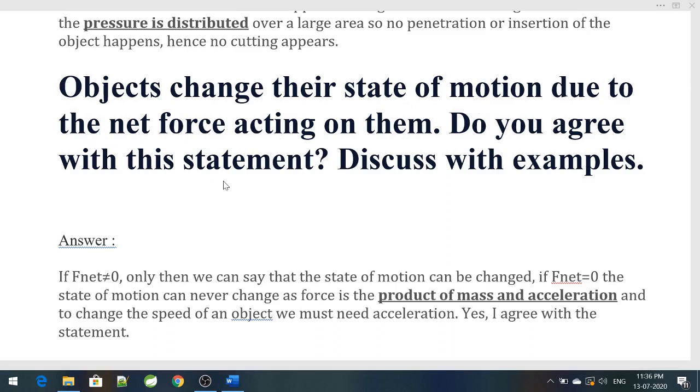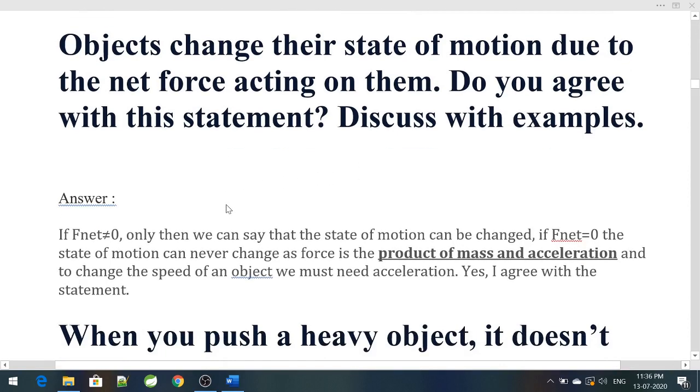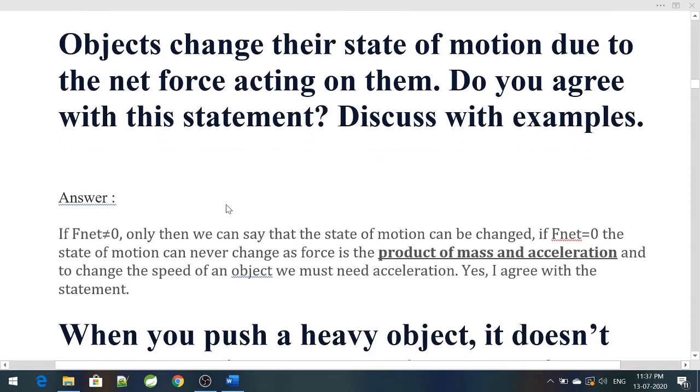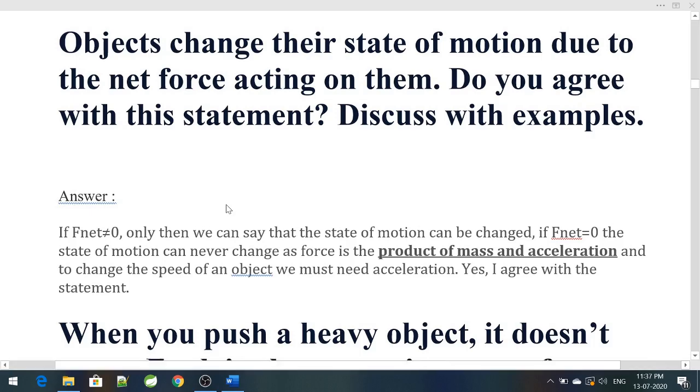Objects change their state of motion due to the net force acting on them. Do you agree with this statement? Discuss with examples. Objects change their state of motion due to the net force acting on them. How do they change their state of motion when a net force is acting on them? Agree with this statement? Discuss the examples.